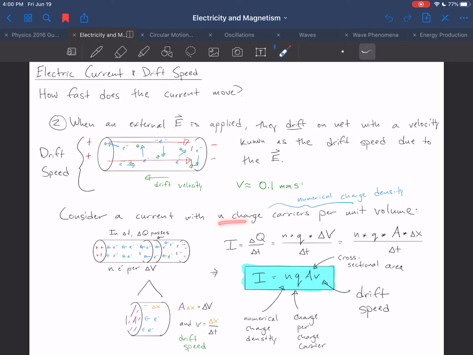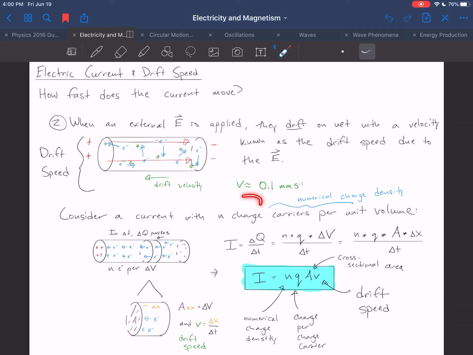So n charge carriers, electrons in a metal, and that n charge carriers per unit volume is known as the numerical charge density. So not the total charge density, that would be coulombs per meter cubed. This is just the number of charge carriers per unit volume. If you had 10 electrons, this would be 10 electrons per meter cubed. Although that would be a very big wire, I suppose.